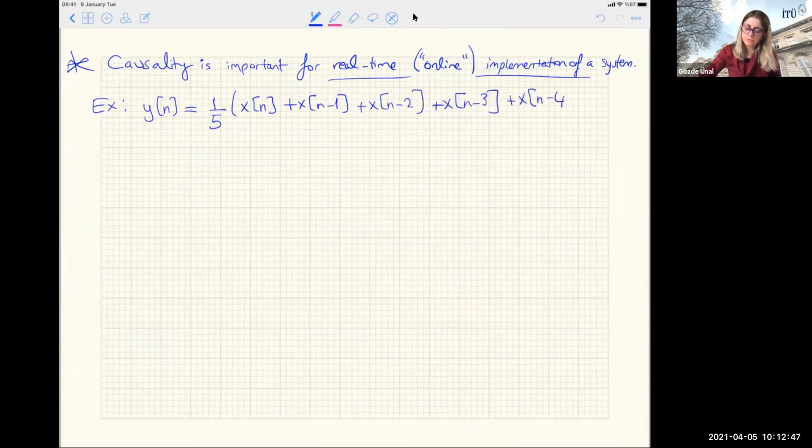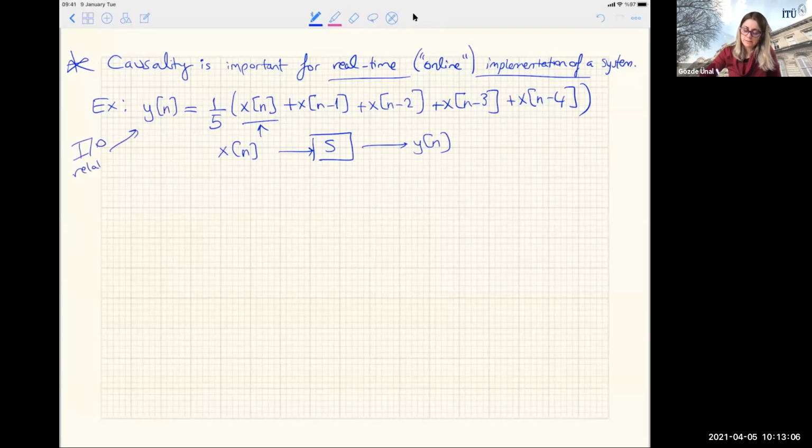It's 5 points, so it's looking at the current value and the 4 previous values, okay? Again, this is the I/O relation. Again, I have a system here, this system S, and this is the I/O relation for this system S. Okay? So this time, let's again give an example here.